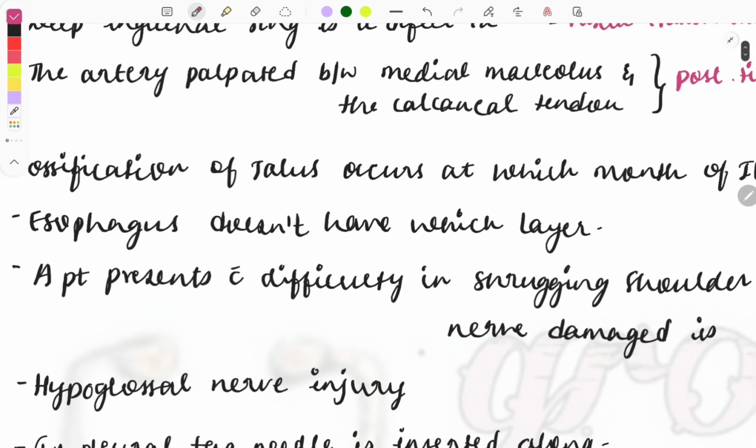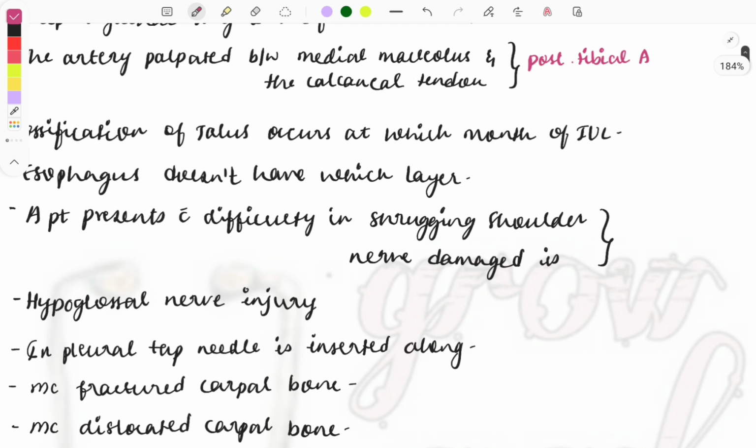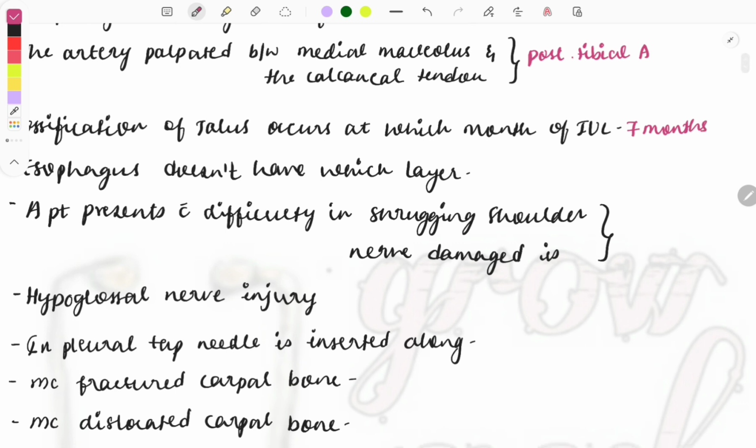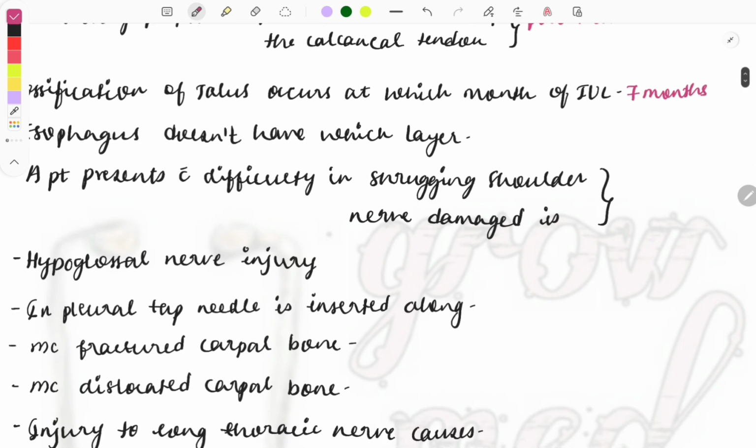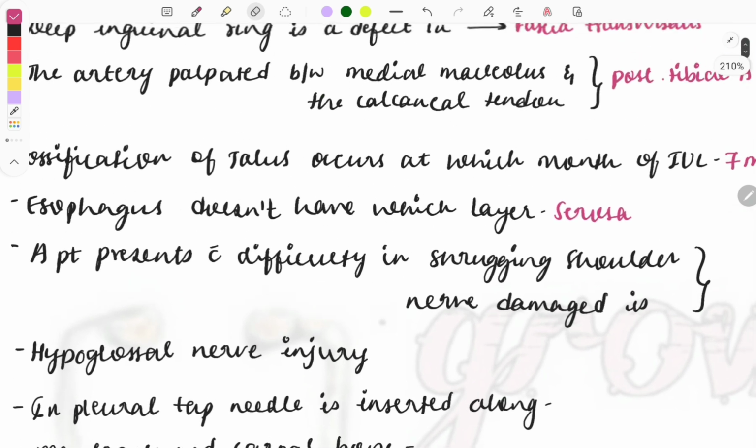Quite a famous question, asked multiple times. Then ossification of the talus occurs at which month of intrauterine life? So it is the 7th month. Okay. Then moving on, the esophagus doesn't have which of the following layers? So we know that the GIT is made by 4 layers: serosa, mucosa, submucosa, and another one. So a layer from these is absent in the esophagus, and it is the serosa which is absent in it. Okay, so this one also was a PYQ.